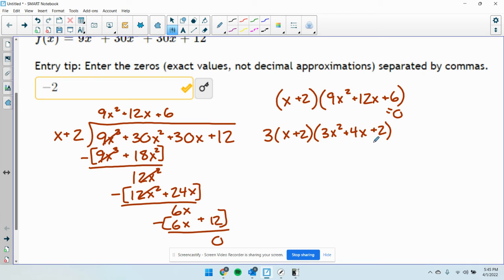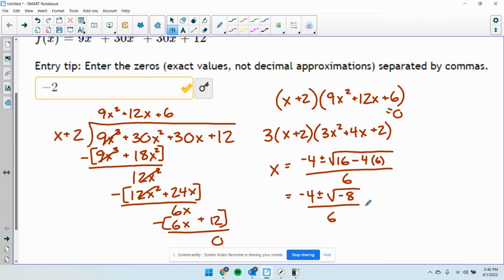I want to know the values that make this thing 0, so I'm just going to plug in the quadratic formula. So I get x equals -b, -4, plus or minus the square root of b squared, which is 16, minus 4 times 3 times 2, that's 4 times 6, all over 2 times 3, which is 6. So I get negative 4 plus or minus the square root of 16 minus 24, which is negative 8, over 6.